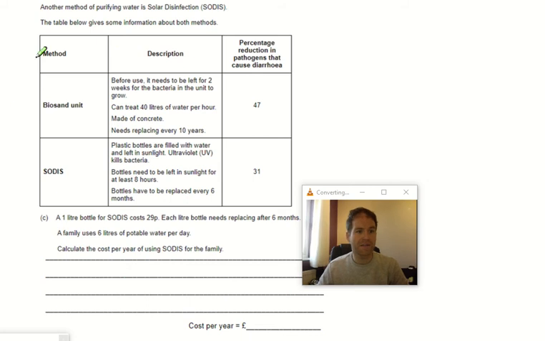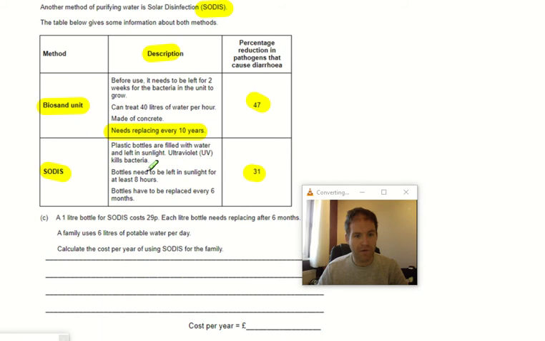Now, the next question here, a bit more information. Another method of purifying water is solar disinfection. We call it SODIS. This table below gives some information about the methods used. Method, biosand unit, that's the one we just looked at, or SODIS. We've got a description, and then the percentage reduction in pathogens. This one had a 47% reduction, this one 31% reduction. Before use, it needs to be left for 2 weeks for the bacteria in the unit to grow. Can treat 40 litres of water per hour, made of concrete. Needs replacing every 10 years.